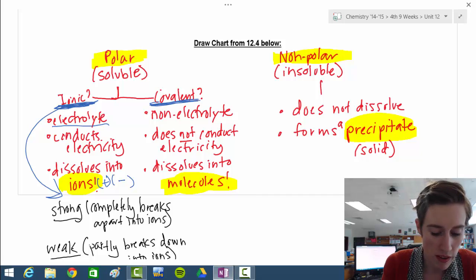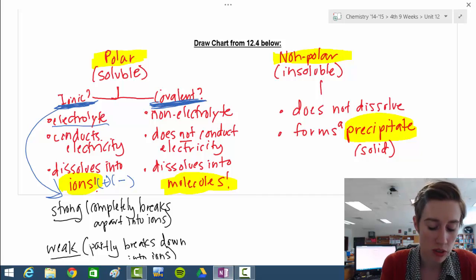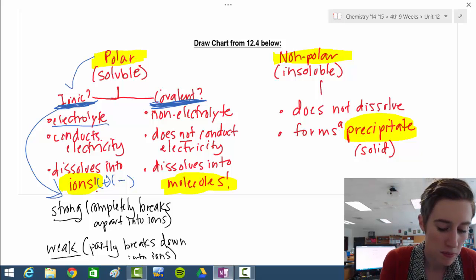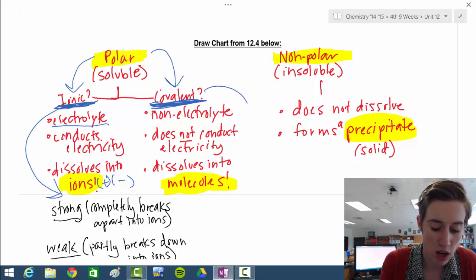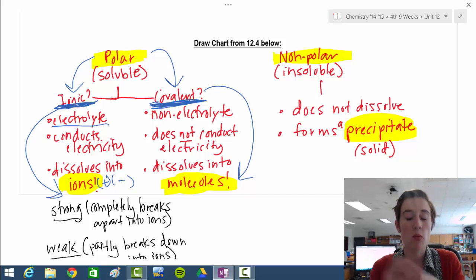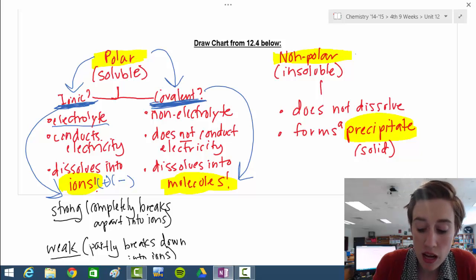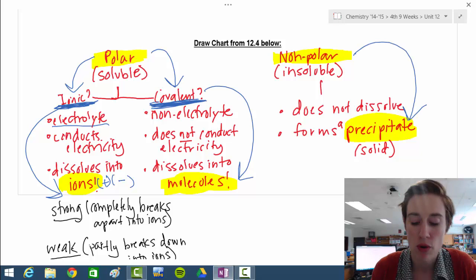If it's a covalent compound that's polar, so if it's a polar ionic compound, it'll form ions. If it's a polar covalent compound, it's going to form molecules, meaning it won't break apart into ions and it won't conduct electricity. If it's nonpolar, it always forms a solid. It will always form a precipitate, meaning it won't dissolve.